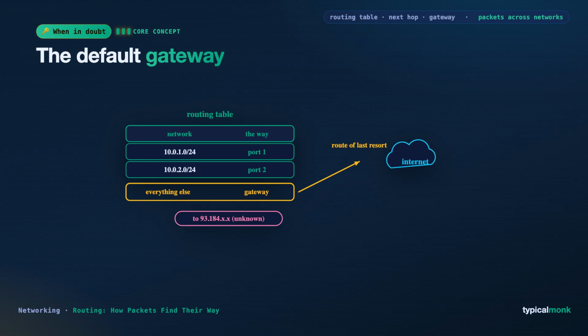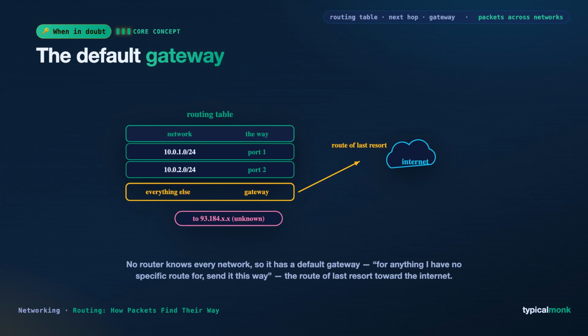Each device only needs to know its local networks plus one direction for everything else, and by chaining these defaults together, a packet with an unknown destination gets passed steadily upward and onward until it reaches a router that does know the way. The default gateway is what lets a device with almost no knowledge of the internet still reach any part of it.